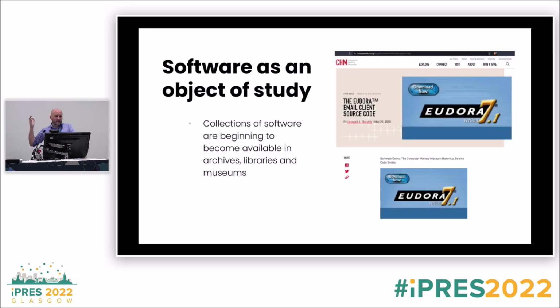Some places are starting to present software as an object of study, like the Computer History Museum here, which has been acquiring software and making it available online. That's going to become more and more important in the future. All right, so that's a whole lot of different reasons why.